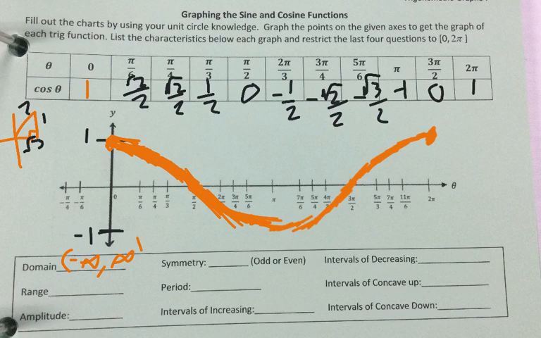Next, what's the range? So what's the lowest y value the graph will ever take on? Negative 1. Does it actually touch negative 1? So we put a bracket to show that it does. What's the highest y value the graph takes on? Bracket. It actually touches 1.